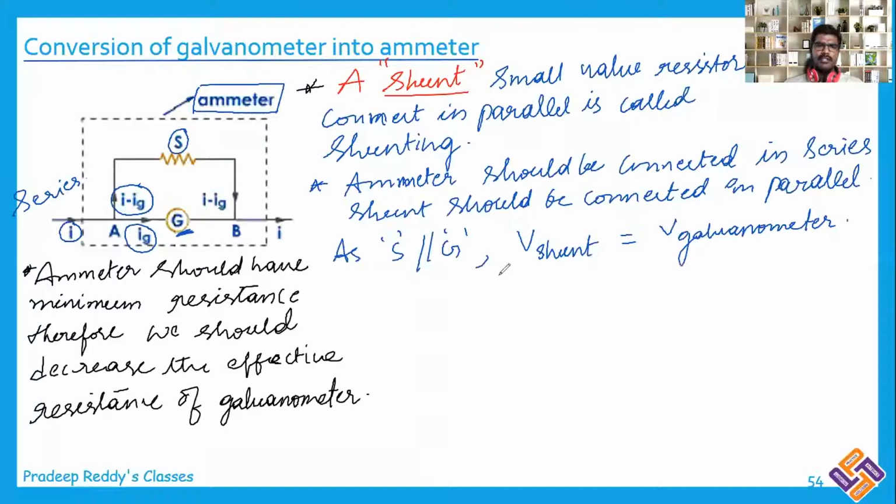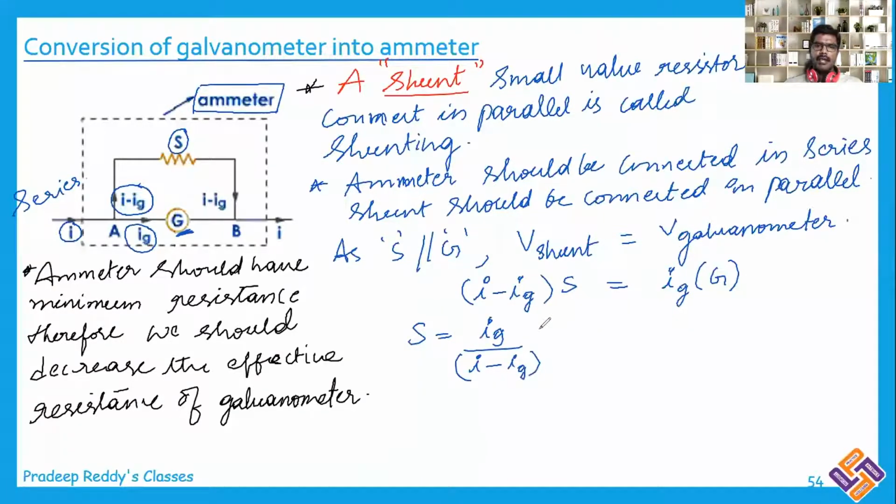What is voltage through shunt? V is equal to IR. It is (I minus Ig) into shunt resistor S, and voltage through galvanometer is equal to Ig, which is galvanometer current, into capital G. Now I want to find out this S value. S is equal to Ig divided by (I minus Ig) into capital G. This is the equation for the value of shunt resistance.